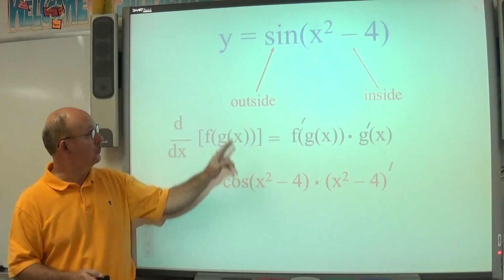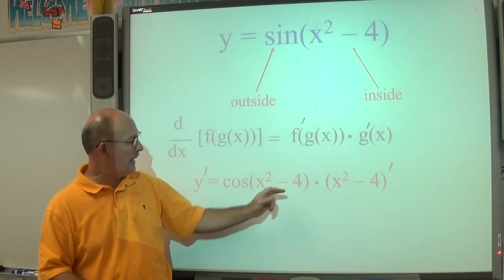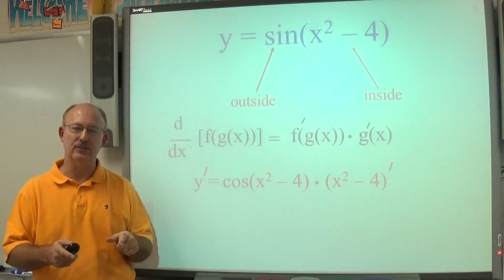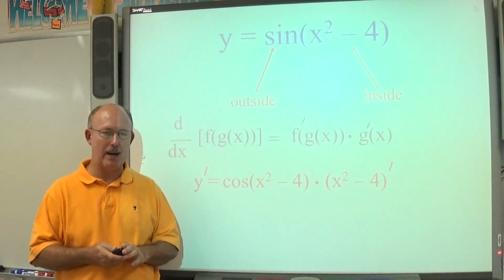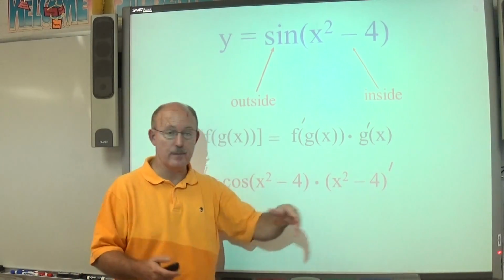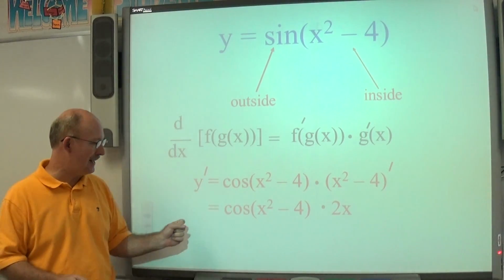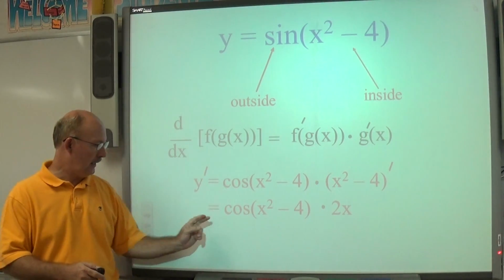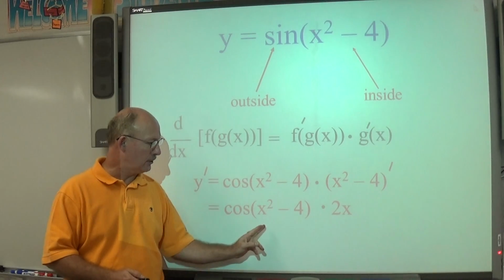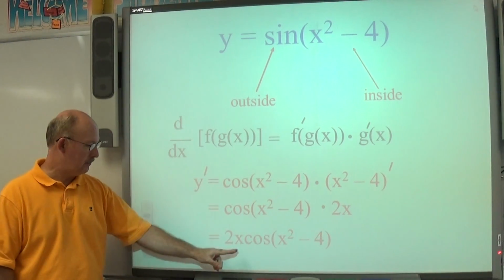So the derivative of sine is cosine, bring the x squared minus 4 down, right? And then times the derivative of the inside, which is the derivative of x squared minus 4. Now, let's get our derivative. The derivative of x squared minus 4: the derivative of 4 is 0, the derivative of x squared is 2x. As you describe your derivative, this is it: cosine of x squared minus 4 times 2x. You can put the 2x first if you want to, but this is it.